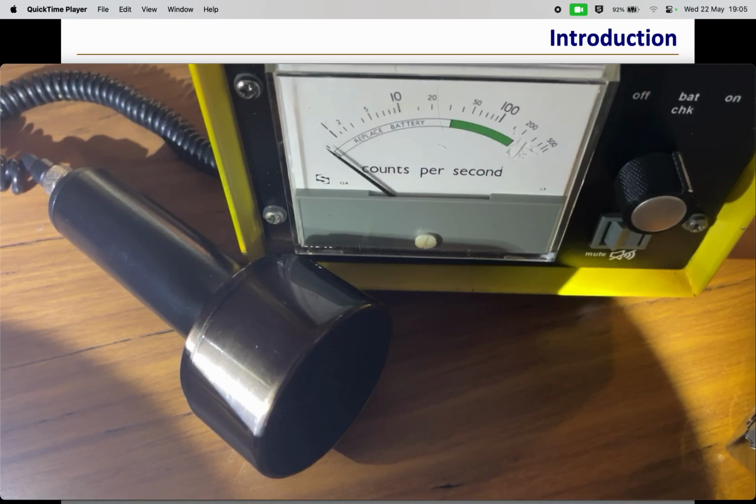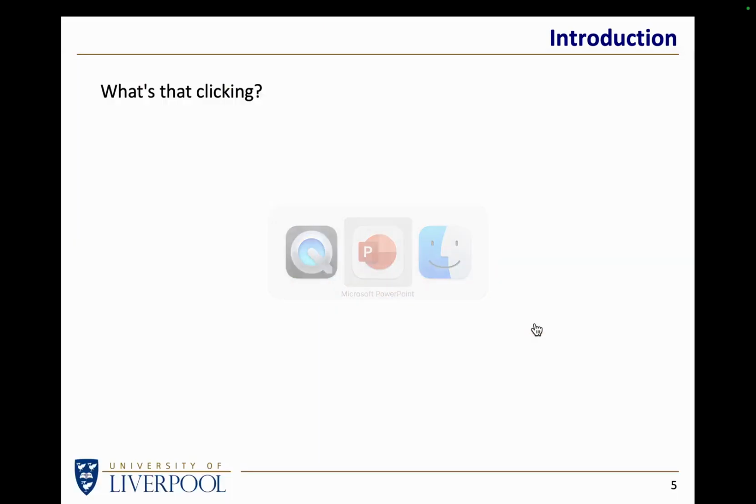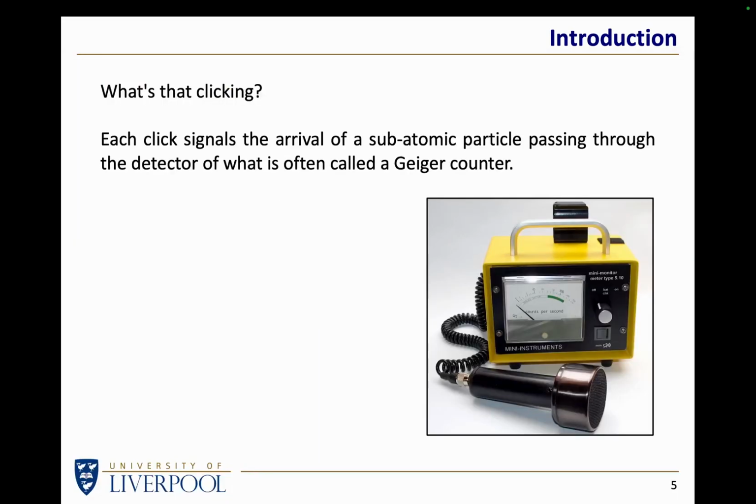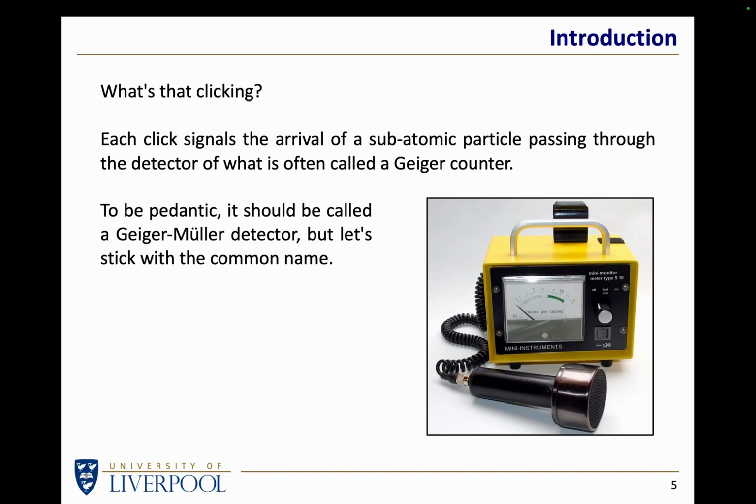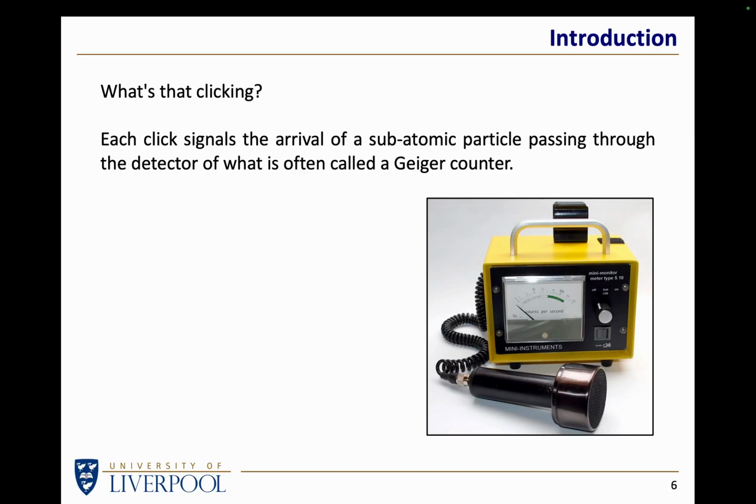That's normal background radiation. So the question we can ask is, well, what is producing those clicks in the sense of what particles are we actually picking up? So each click signals the arrival of something, a subatomic particle of some kind passing through what everybody tends to call a Geiger counter. Physicists don't like that. Physicists prefer to give it its correct name of a Geiger-Müller detector, because that recognizes both Geiger and Müller as the inventors of this technology. But everybody calls them Geiger counters, so we're going to stick to that for this particular talk.